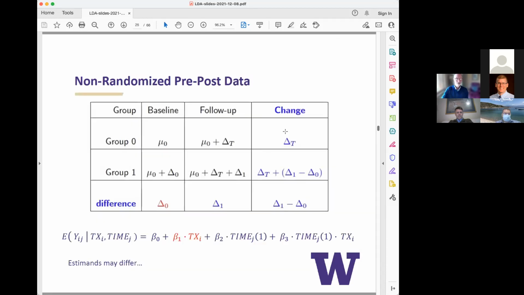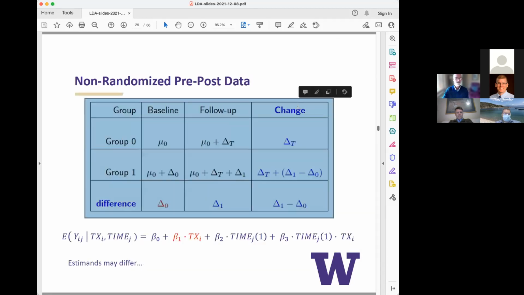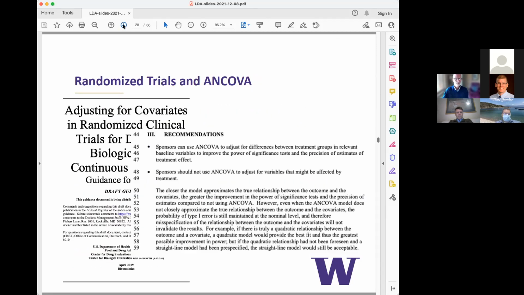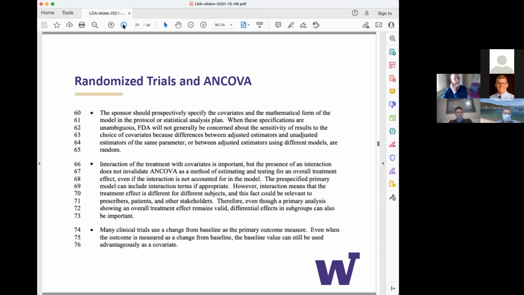It's interesting, if you look in the details, hang on, I guess I'm using different advancement. I'm going to be careful. I want to point out a couple of things in that document. It says the interaction of a treatment with covariates is important, but the presence of an interaction does not invalidate ANCOVA. We're going to talk more about that. What if the baseline was used as a predictor, but what I showed you was true, the pre-post correlation differed by treatment group? Well, then the effect of the baseline depends on treatment group.